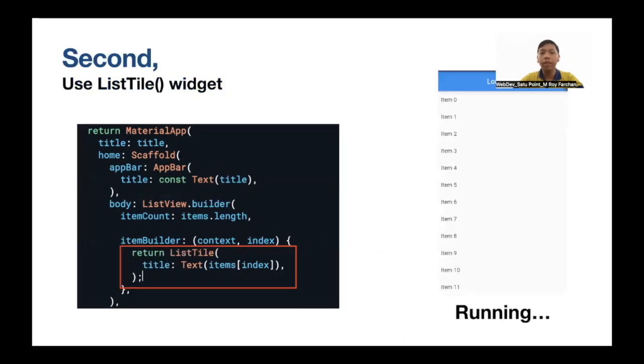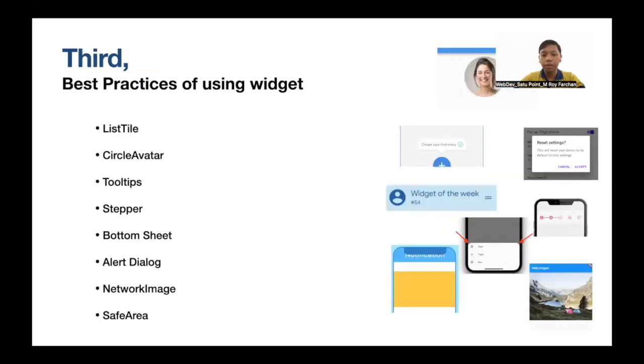Second, use a ListTile widget. ListTile is an official widget from Flutter. You can build the item in Flutter with whichever widget you like. Usually for simple UI, Flutter provides the ListTile widget. The best practice is that you prefer to use widgets that are provided by Flutter, because you no longer need to recreate them, and that can increase your productivity.